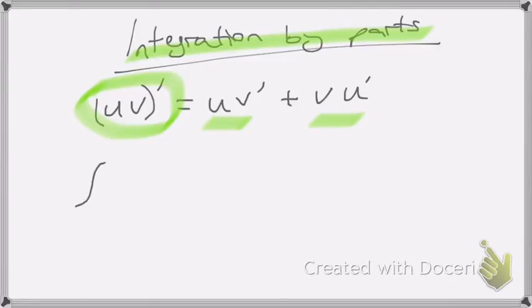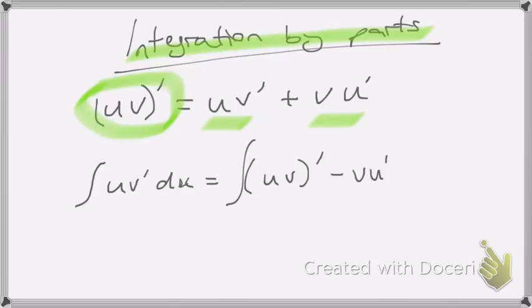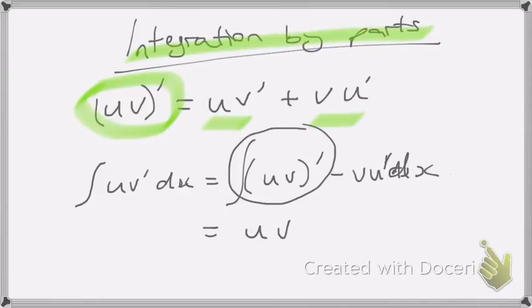So what we're going to say is that the integral of uv' dx equals uv minus the integral of vu' dx. Now what that actually means is, this bit here is the integral of a derivative, so we just get back to where we started, and this thing here we can't do anything with, so you leave it like that.